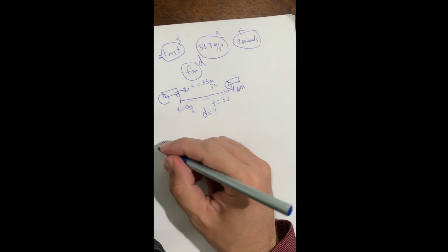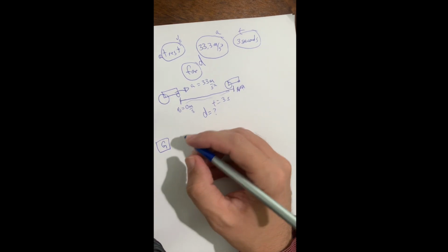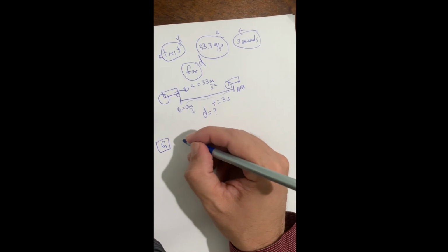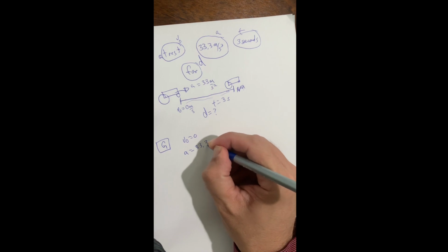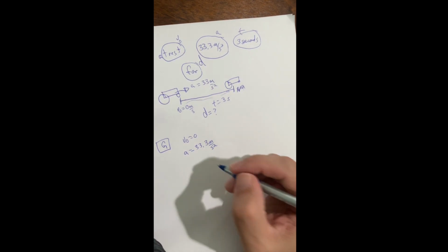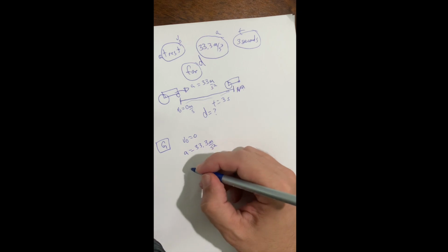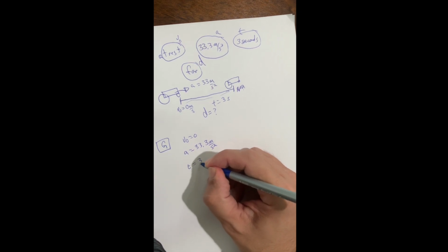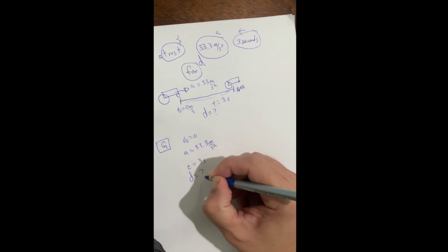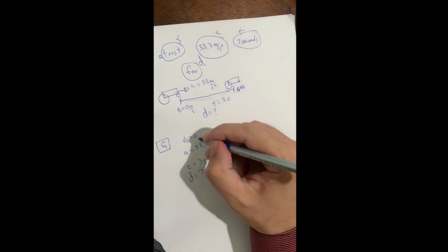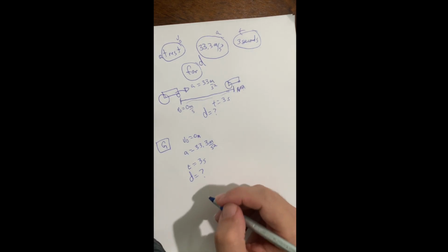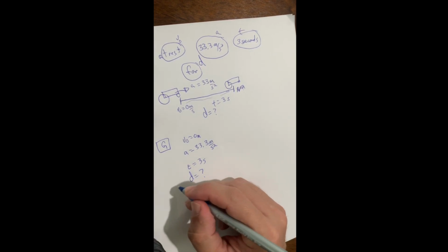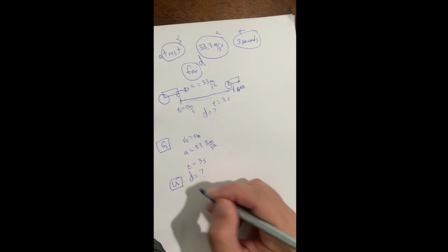Given, put my box around it, I forget that. Given is V0 equals 0, acceleration equals 33.3 meters per second squared, and let's see, time equals 3 seconds, and D equals question mark, and I've made a mistake. I left off my units. That will cost you points, so don't leave off your units. This is my unknown. I don't know what this one is.